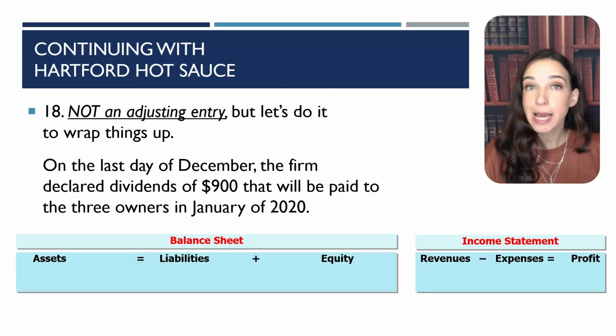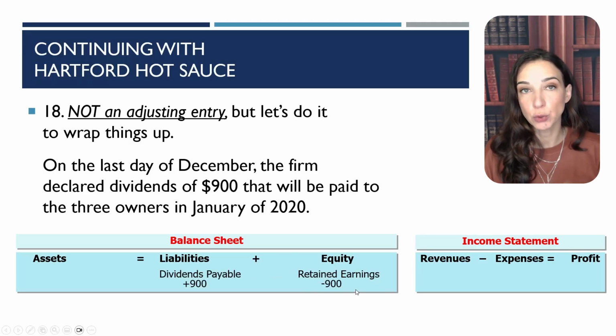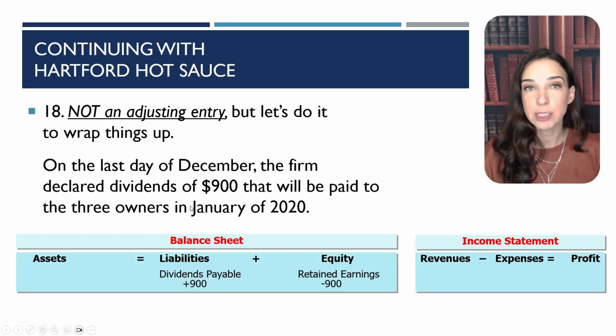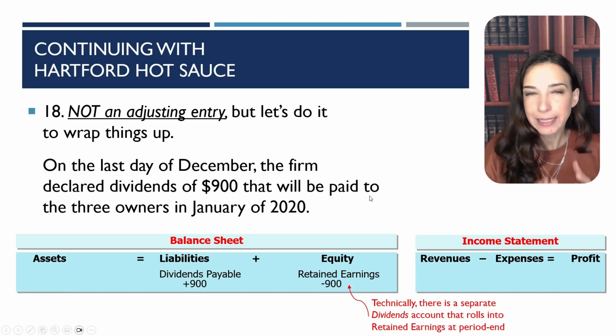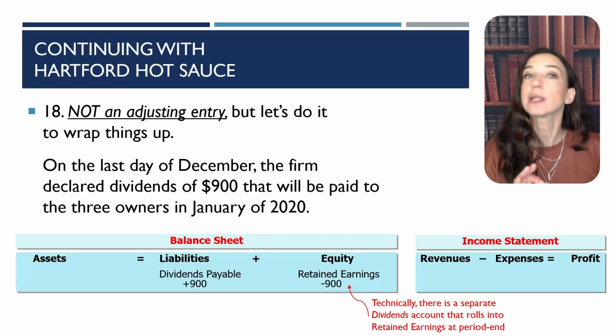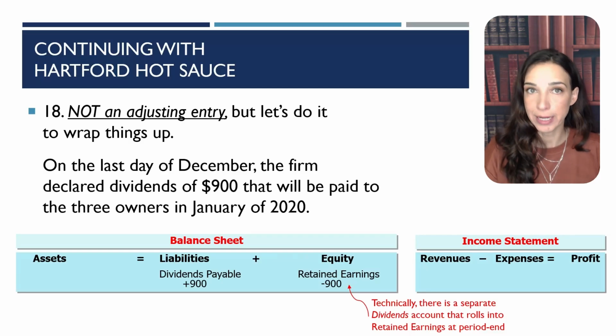So we don't see anything changing on the income statement, but we do see a reduction to the retained earnings, and correspondingly, we have an account dividends payable that increases. If these dividends were paid in cash immediately, we would simply have the cash going down. Technically, there is a separate dividend account that gets rolled into the retained earnings, but for simplicity, it is completely fine for us to think about dividends as simply reducing the retained earnings at the point when they are declared.